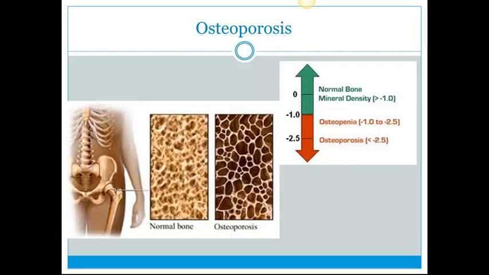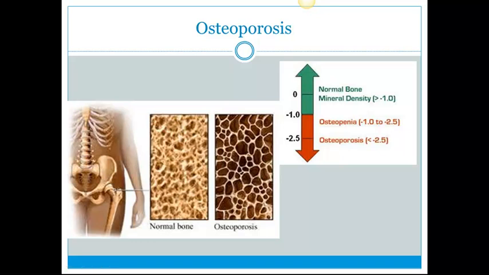So here's a picture of normal bone and how it's supposed to look, and here's a picture of osteoporosis, so you can see the thinning of the bone material. I also included a chart for bone mineral density testing. So if you are greater than -1, you have normal bone mineral density.